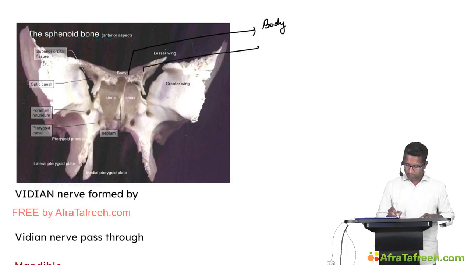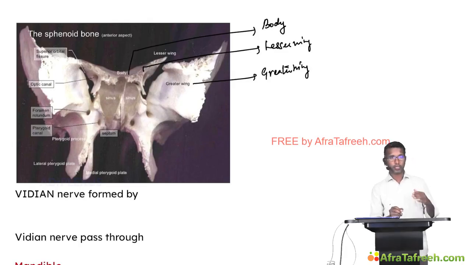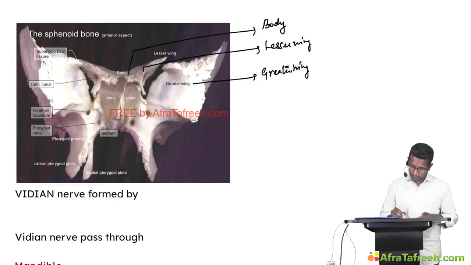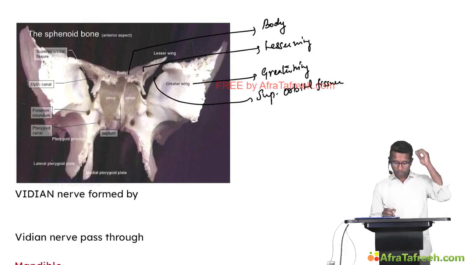The portion that you see here is called the lesser wing of the sphenoid. The portion that you see here is called the greater wing of the sphenoid. In between the lesser wing and the greater wing, you get a fissure. This fissure is called the superior orbital fissure.